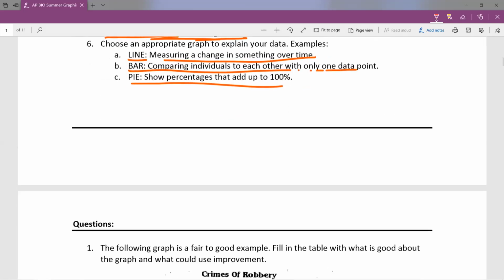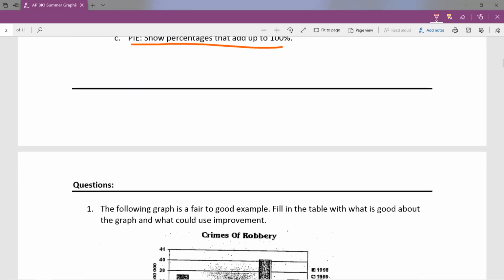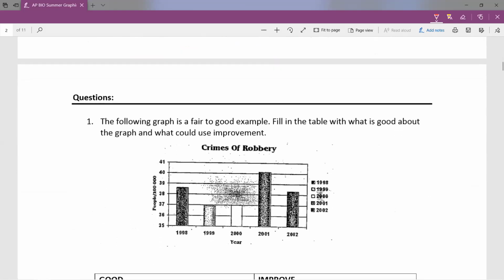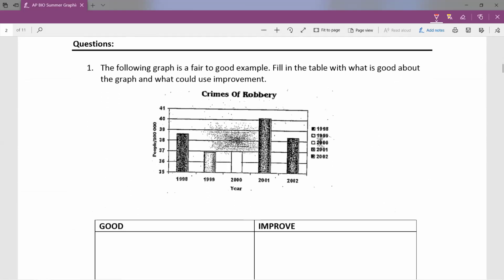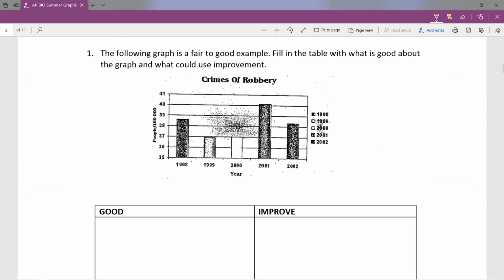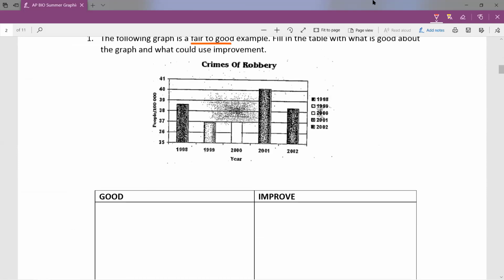And if you have any questions along the way, you don't have to sit there quietly. You can talk, and you're going to be talking soon because I'm going to be asking you questions. So, the following graph is a fair to good example. It has its problems. So, tell me some good things about this graph. What does it do right?